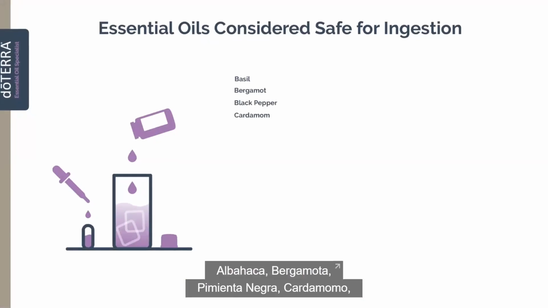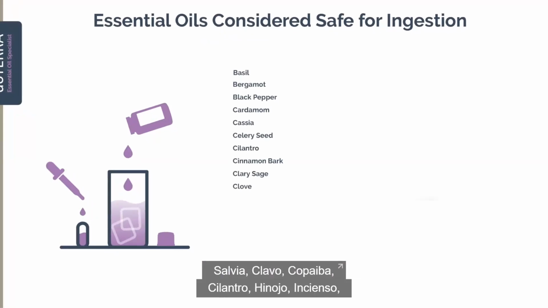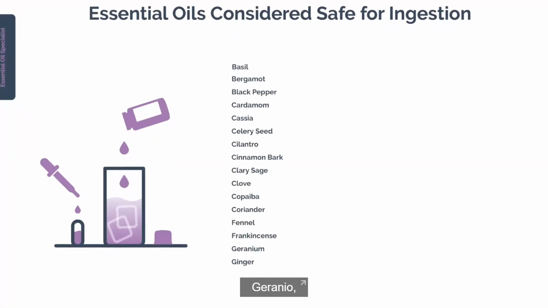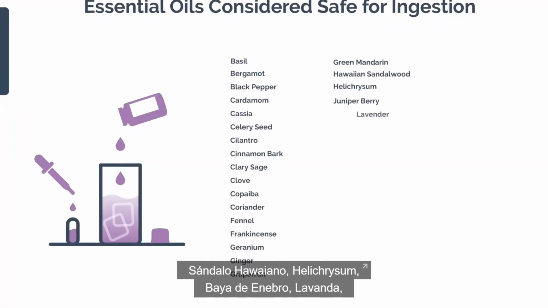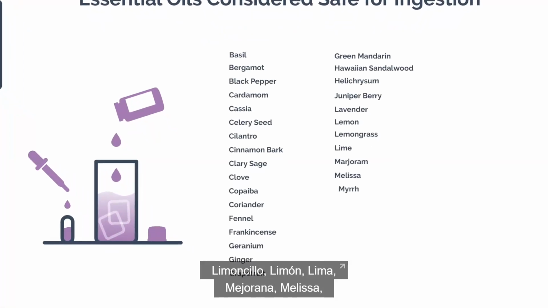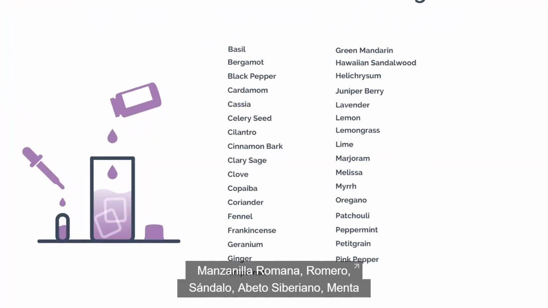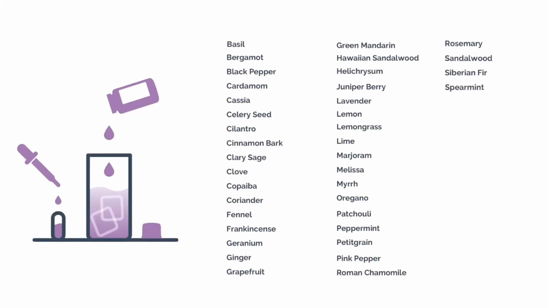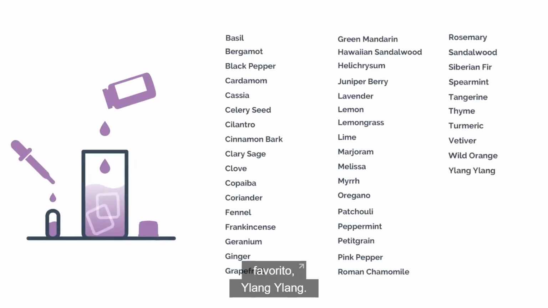cardamom, cassia, celery seed, cilantro, cinnamon bark, clary sage, clove, copaiba, coriander, fennel, frankincense, geranium, ginger, grapefruit, green mandarin, Hawaiian sandalwood, helichrysum, juniper berry, lavender, lemongrass, lemon, lime, marjoram, melissa, myrrh, oregano, patchouli, peppermint, petitgrain, pink pepper, Roman chamomile, rosemary, sandalwood, Siberian fir, spearmint, tangerine, thyme, turmeric, vetiver, wild orange, and my personal favorite, ylang-ylang.